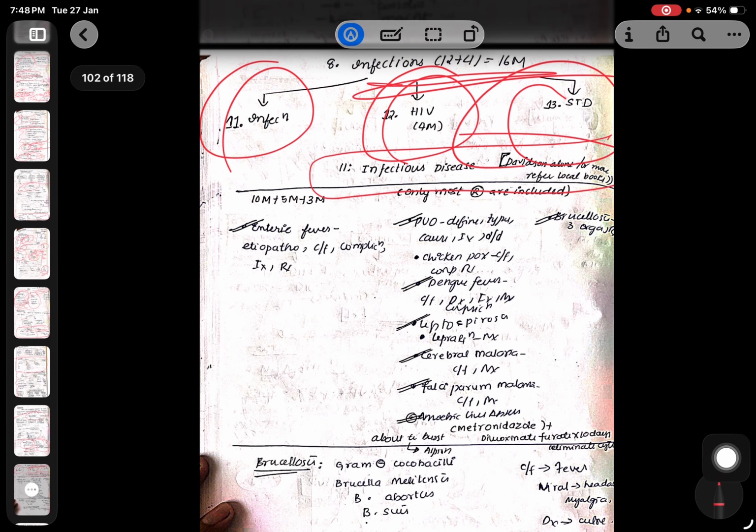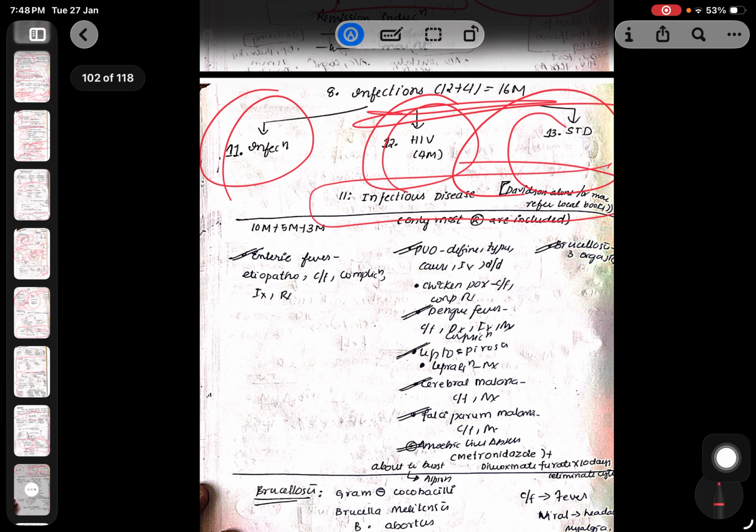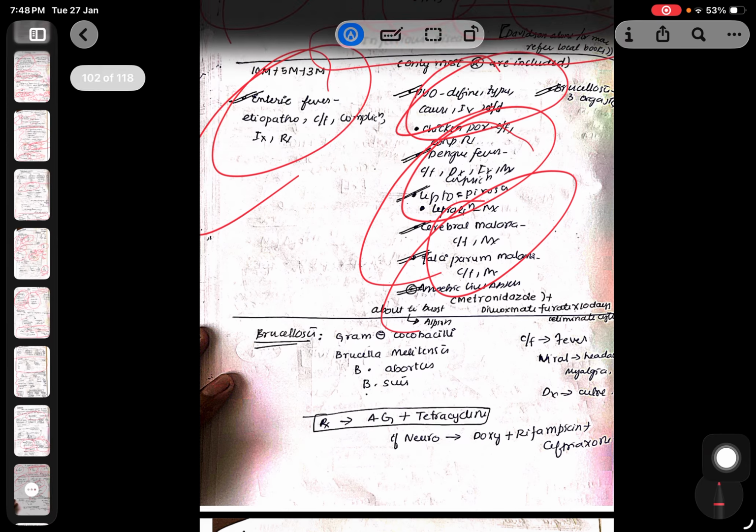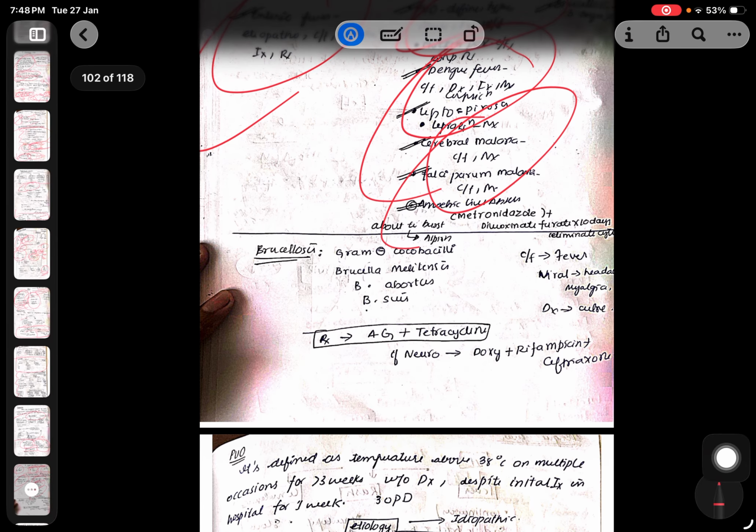So for now you can study all these things. For a 10 marker, as I explained, typhoid is common, dengue is common, malaria is common. Again PO for a 5 marker. I have not written much, but again you follow the same template.